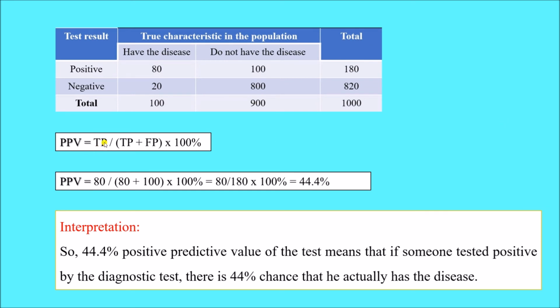Example, so true positive in this table is 80 and false positive is 100 because they have tested positive and they do not have the disease. So 80 divided by 80 plus 100, that is 80 divided by 180 into 100%, is 44.4%. Now how do we interpret this result? A 44.4% positive predictive value of the test means that if someone tested positive by the diagnostic test, there is a 44% chance that he is actually having the disease. So as you can see, this positive predictive value is quite low. If a person tests positive, there is only a 44 or 45% chance, not even 50%, that he is actually having the disease. So that is why we want the positive predictive value to be as high as possible.